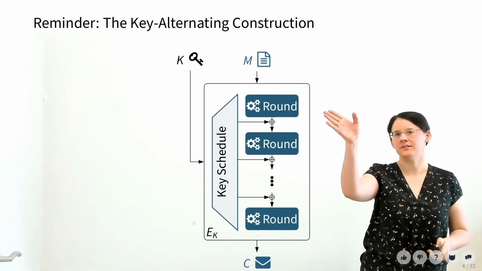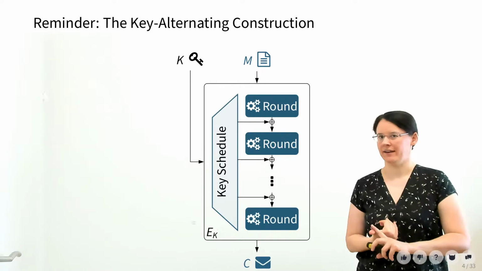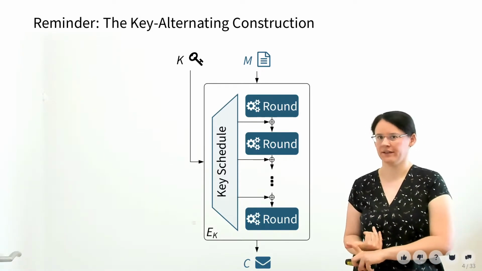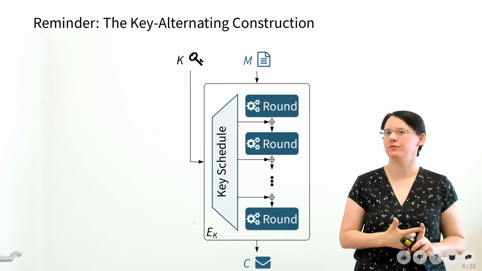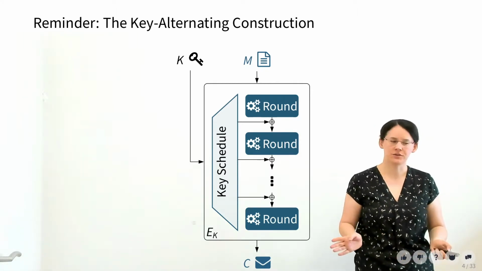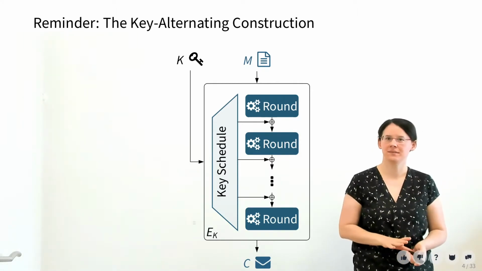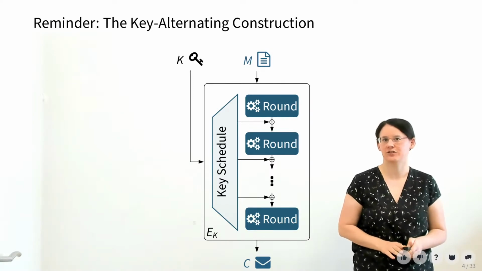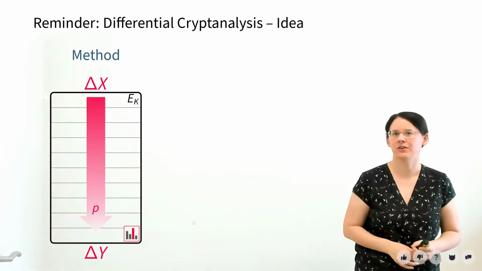And again, these rounds are going to consist mostly of an Sbox layer or nonlinear layer on the one hand, and a linear diffusion layer on the other hand. And to see how similar linear and differential cryptanalysis actually are, let's briefly recall what we saw last week.